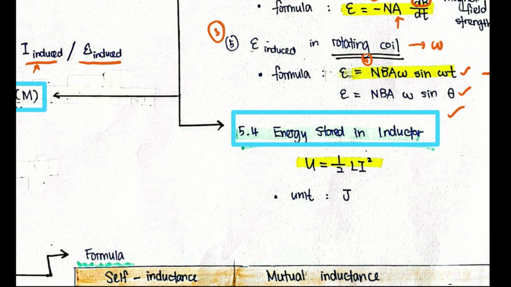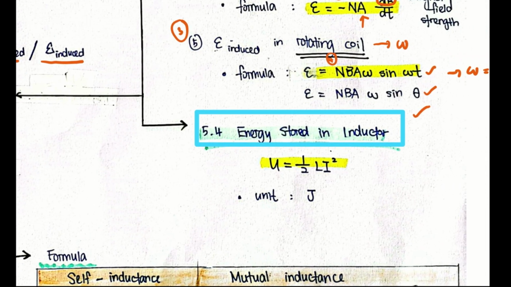The last one is the energy stored in an inductor. This is the only equation, half L i squared, and of course the unit is joule.